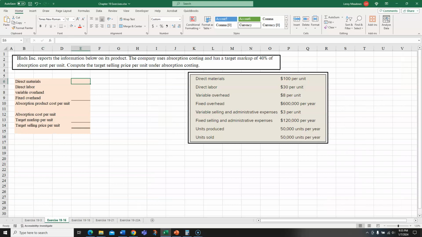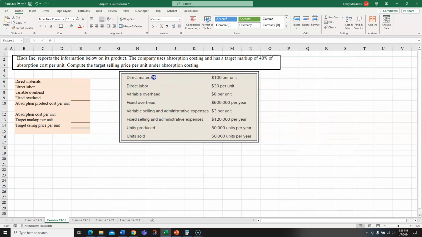And let's take a look here. HUD Incorporated reports the information below on its product. The company uses absorption costing and has a target markup of 40% of absorption cost per unit. Compute the target selling price per unit under absorption costing. Okay, so whenever we're looking at target pricing, it's always got to be based on the full product cost.